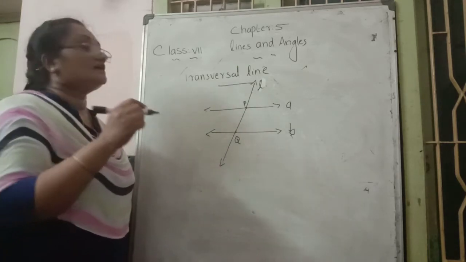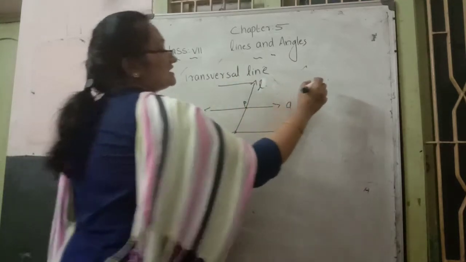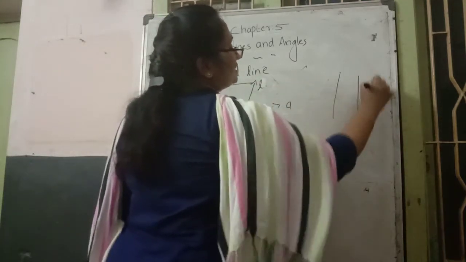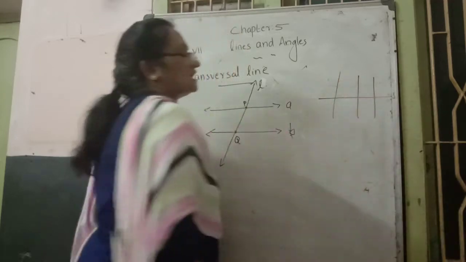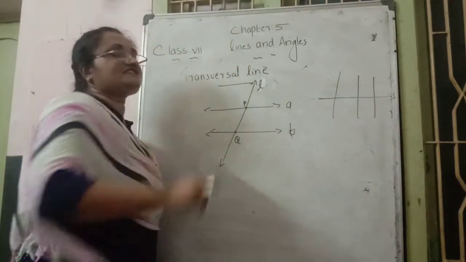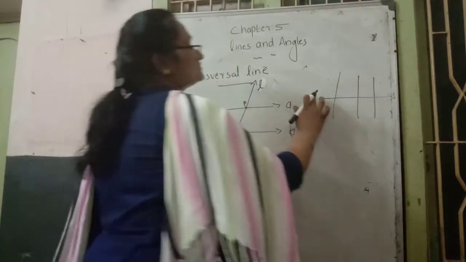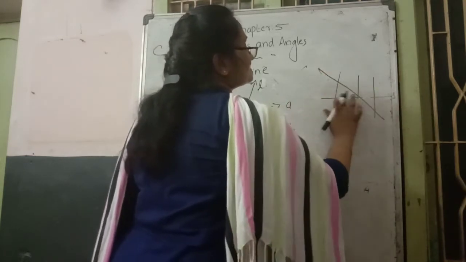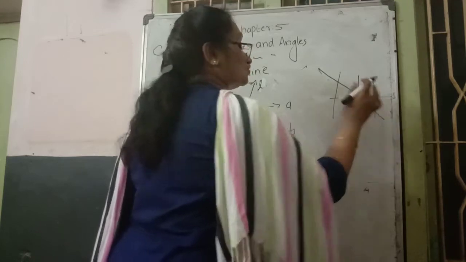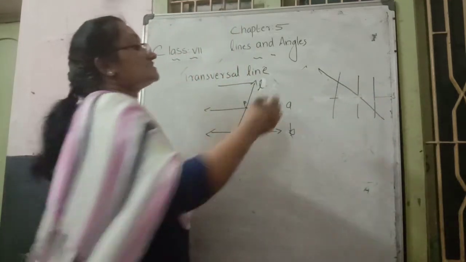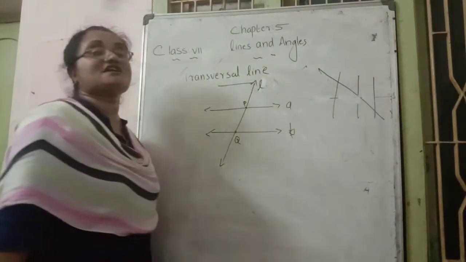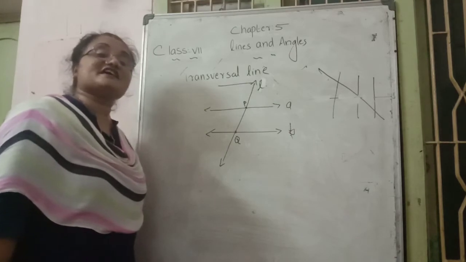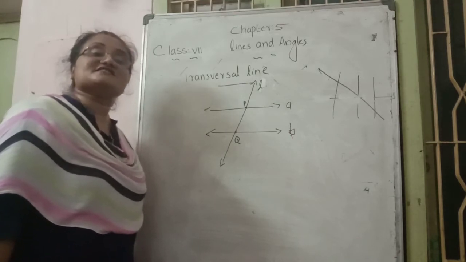Example, here are some types of barbed wire fencing. Fencing is done in this way. Sometimes fencing is done like this way. Sometimes fencing is done so that 2 or 3 or 4 lines can be cut. Parallel lines can be cut by another straight line. That line we call a transversal.